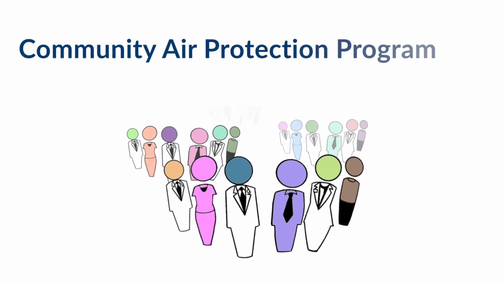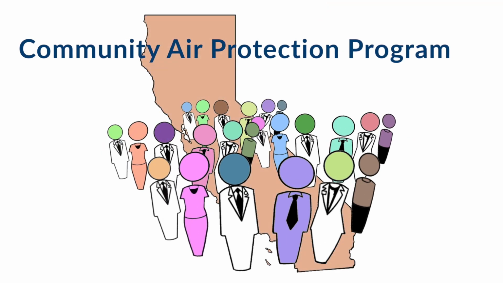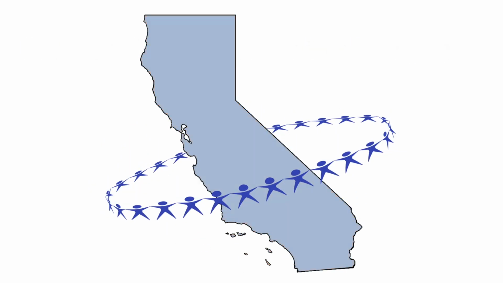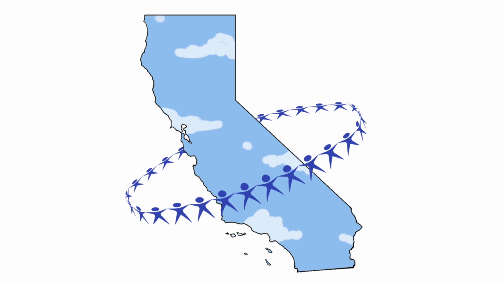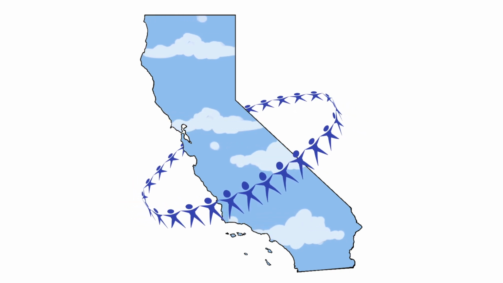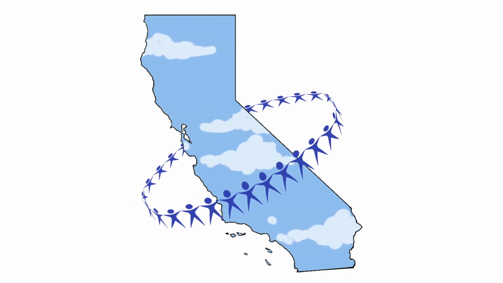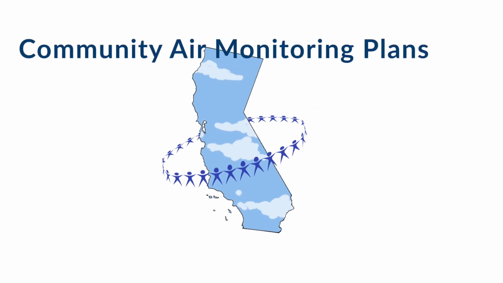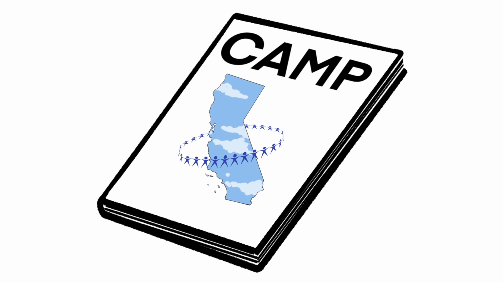Under the Community Air Protection Program, communities are represented by community steering committees that include residents, local agencies, and regulated businesses or industries. Community steering committees and air districts develop community air monitoring plans, or CAMPs, to describe the air monitoring objectives, methods, and activities to meet the needs of each community.